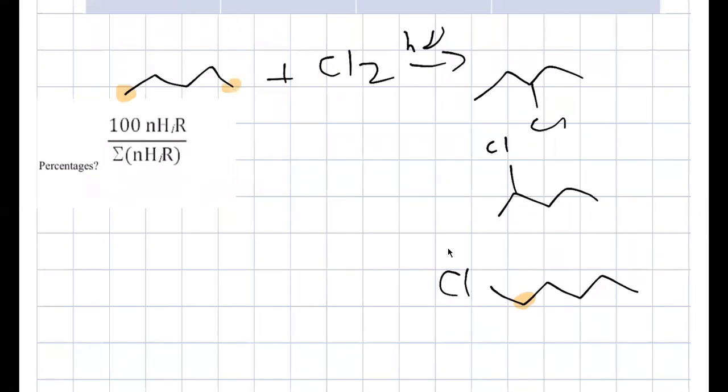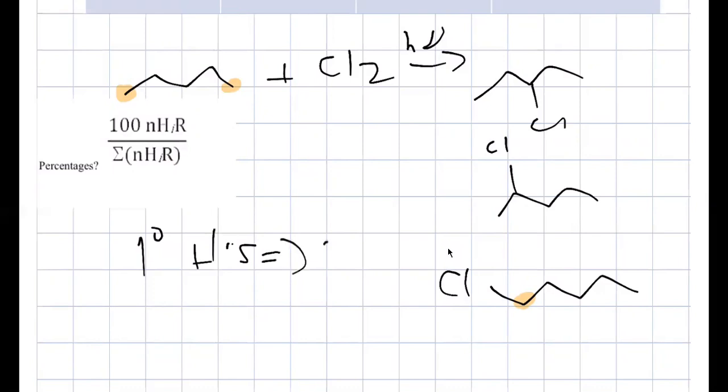How many? 2. So primary carbons, yes, there are 2 carbons. How many hydrogens are on each carbon? 3. So there's a total of how many primary hydrogens? 6. Good. I think you got it. You with me?